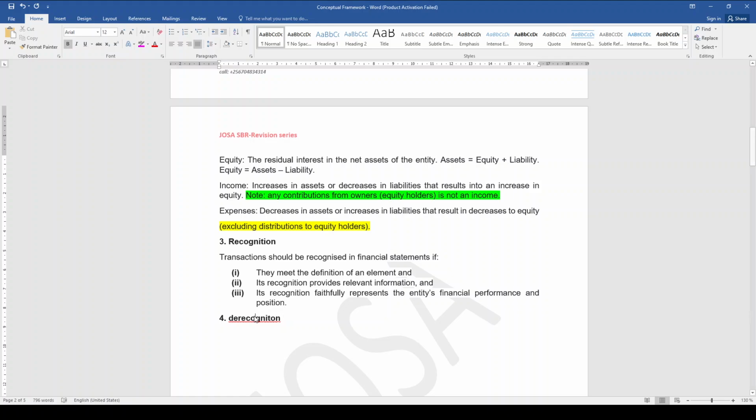That is, recognition is including a transaction or an item in the financial statements, whereas derecognition is removing an item from the financial statements.